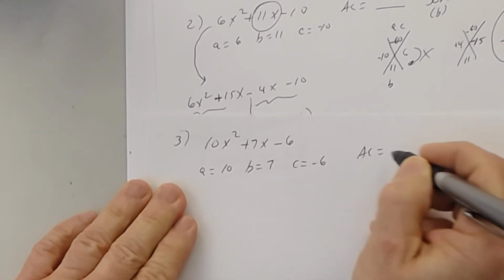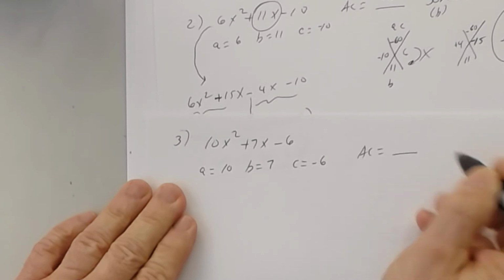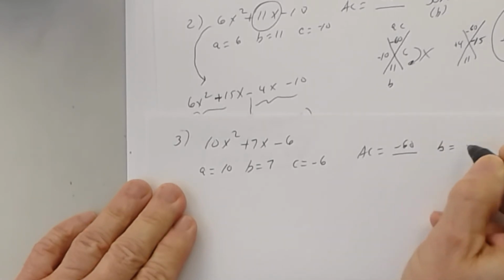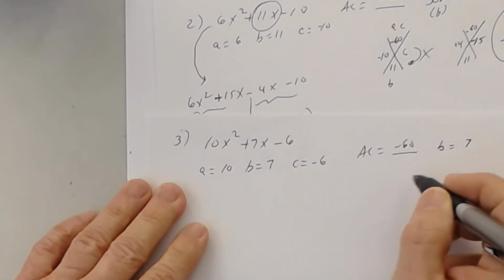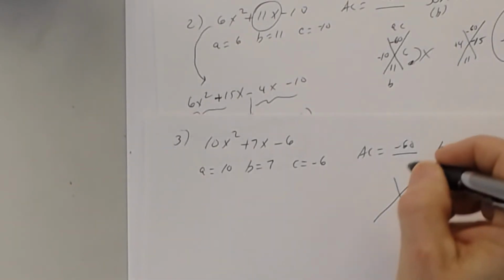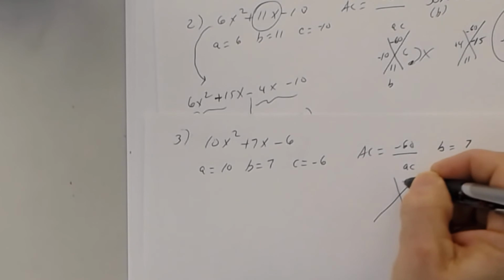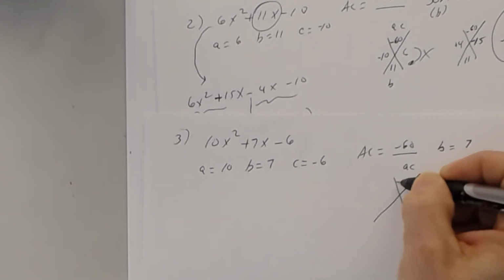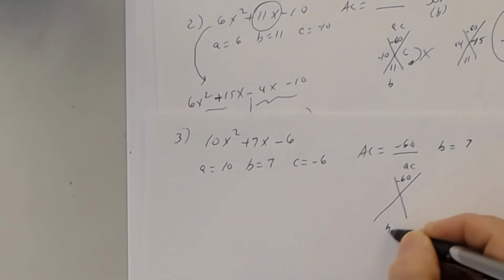What is AC equal to? Negative 60. What is the sum B equal to? 7. All right, so let's do our X. Remember, AC goes up here. What number is going to go in this little area right here? Negative 60. B goes to the bottom, 7.